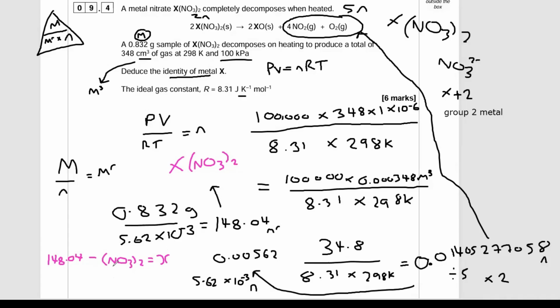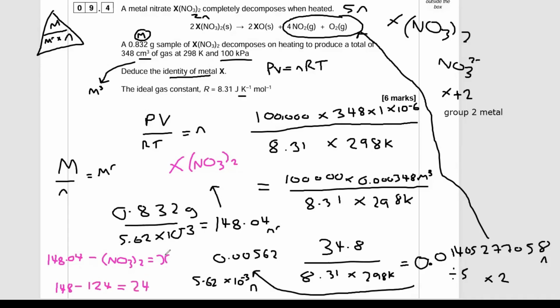So what's 48 plus 14? Plus 14 is 62, times 2, that's 124, right? So I'm going to go 148. Let's ignore the 0 point, whatever. Take away 124 equals 24.